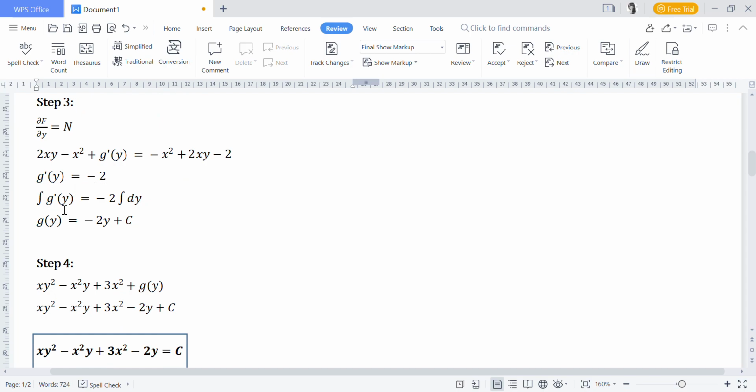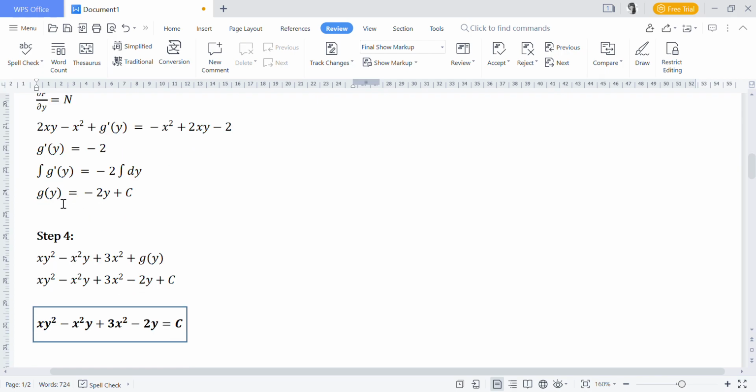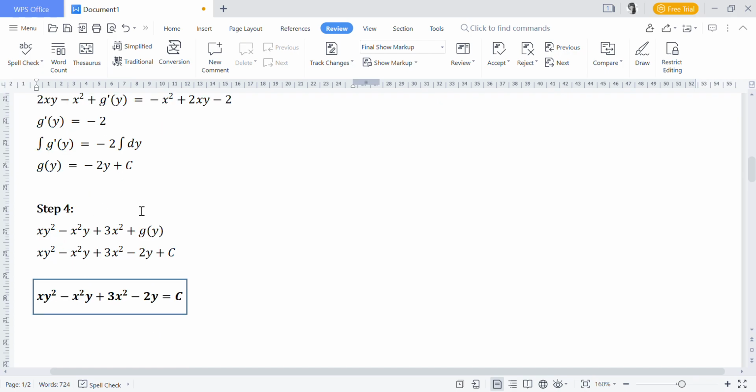So, to get the g of y, we will integrate both sides by dy. So, we have the integral of g prime of y is equal to, since negative 2 is constant, we'll move that out of the integral sign. So, we have negative 2 integral of dy. So, we now have g of y is equal to negative 2y plus the arbitrary constant c.